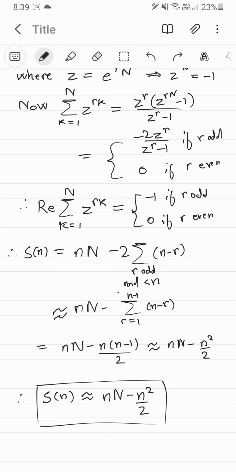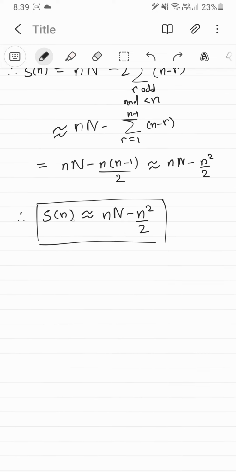But you have to approximate this as the full sum. I don't like doing this, but it doesn't matter, because we're going to be dealing with large N in any case. And so this just gives us this approximation: S of N is approximately n times capital N minus n square by 2. There are some extra fluctuation terms which I am not really going to care about.